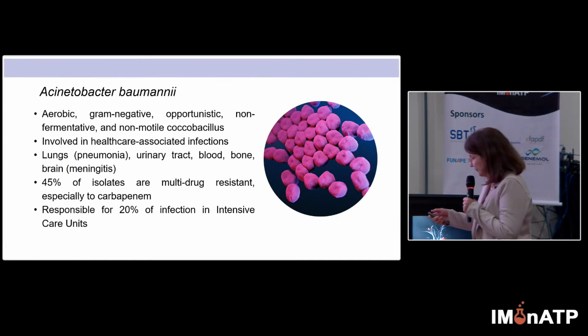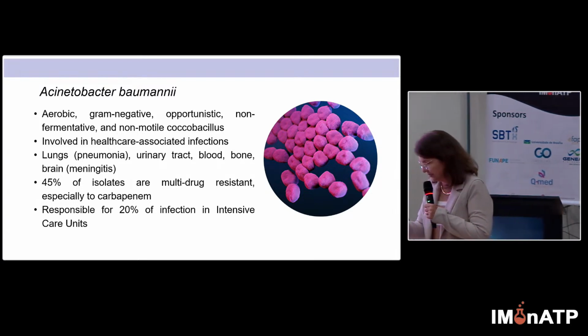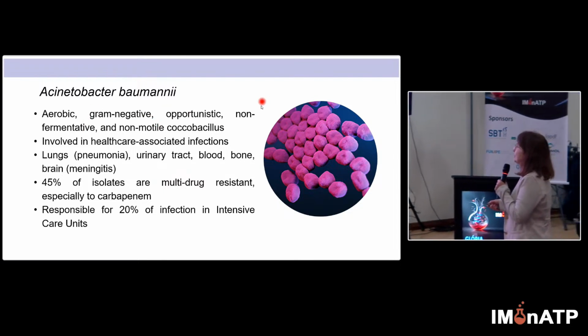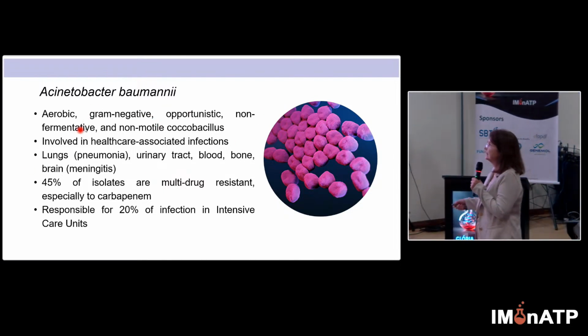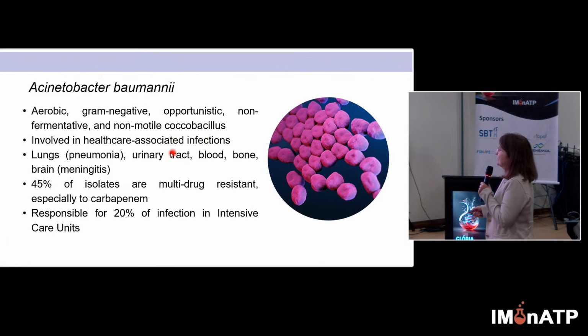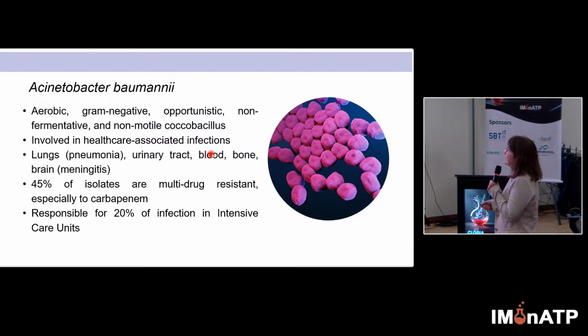Acinetobacter baumannii is a very, very important bacteria for health. It is an aerobic, gram-negative, opportunistic, non-fermentative, and non-motile coccobacillus. It is involved in healthcare-associated infections, especially in the lung, causing pneumonia, and in the urinary tract, blood, bone, and brain, causing meningitis.